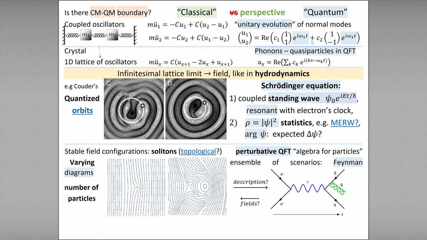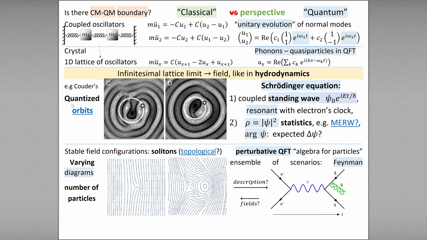Then we go to a crystal. So instead of two coupled oscillators, we get a lattice of coupled oscillators, and then going to normal modes, we get so-called phonons, which are treated as real particles in perturbative quantum field theory. So these are just different perspectives of the same system. The difficulty is what's happening in this continuous infinitesimal limit. Many suggestions are in hydrodynamics, and especially these quantized orbits I really like in Couder's experiments.